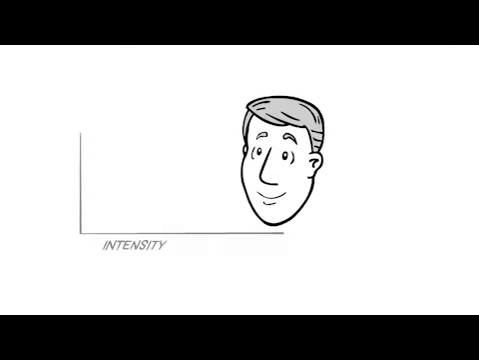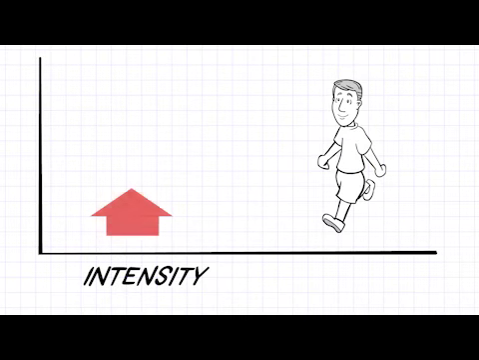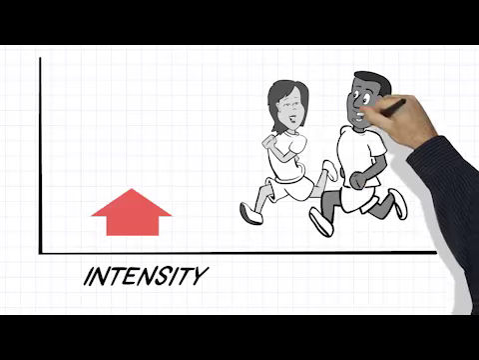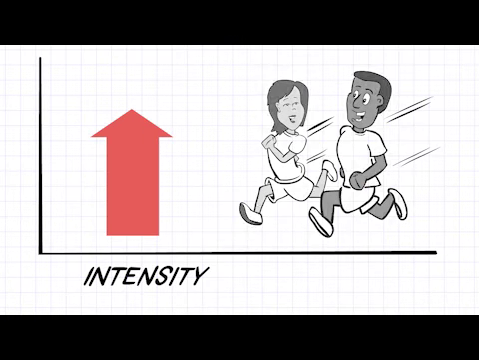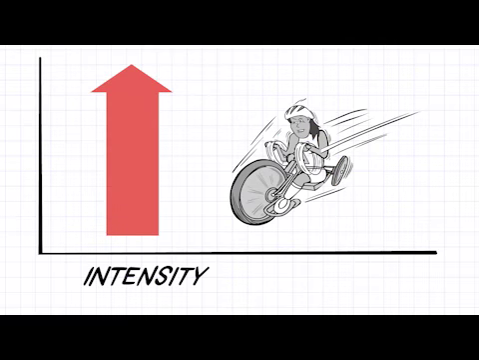Still a little unclear? Let's make it even simpler. If an activity doesn't cause changes in your breathing patterns or make you sweat, then you're probably getting a low intensity workout. If you can hold a conversation but still feel out of breath, you're probably in the moderate range. If you can't talk to your neighbor or sing out loud, you're probably in the vigorous range.